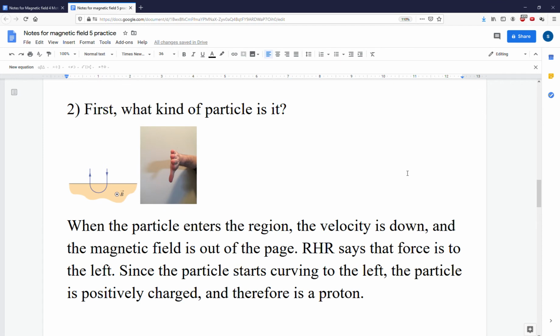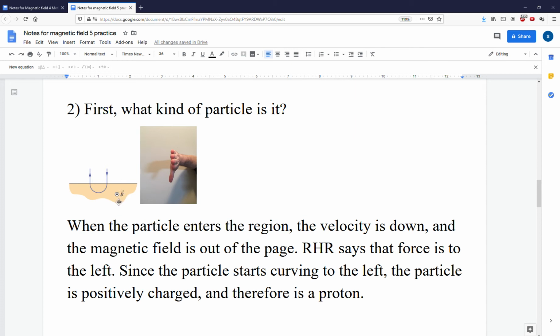The first thing we need to answer is what kind of particle is it? Is it a proton or is it an electron? To determine this, let's use the right-hand rule. What we know about the particle's motion is that when it enters the magnetic field region, it is moving downward. And then once it enters the magnetic field region, it starts curving to the left.